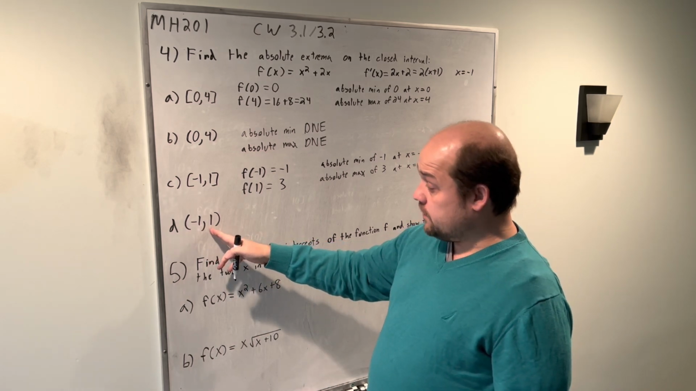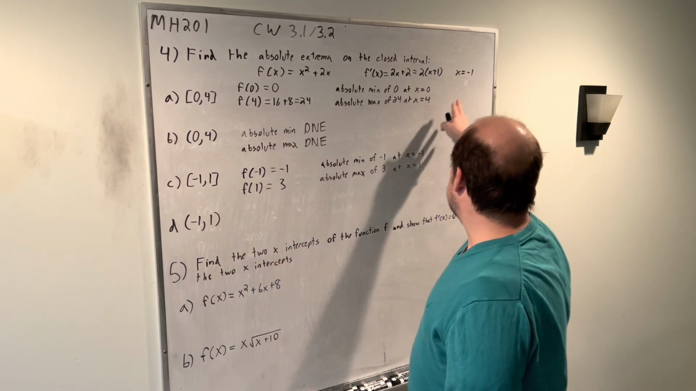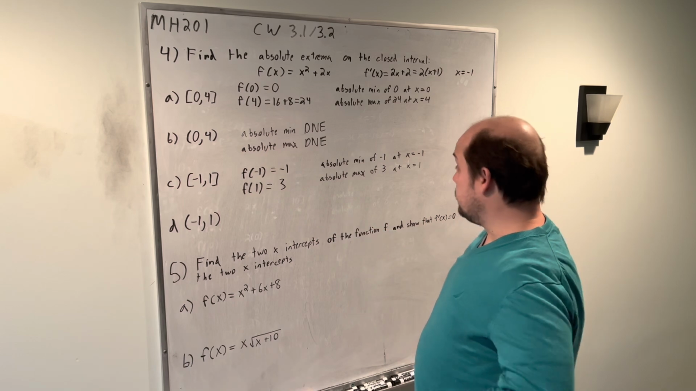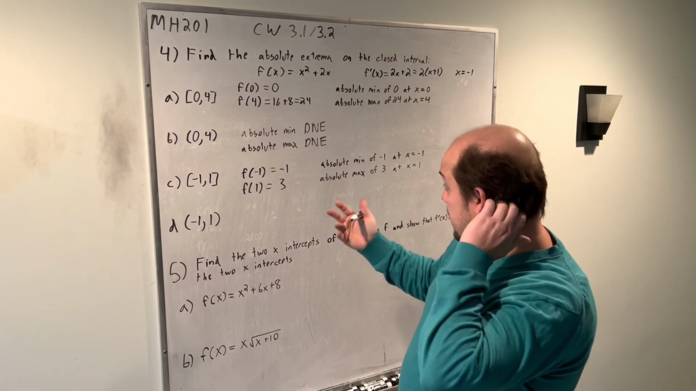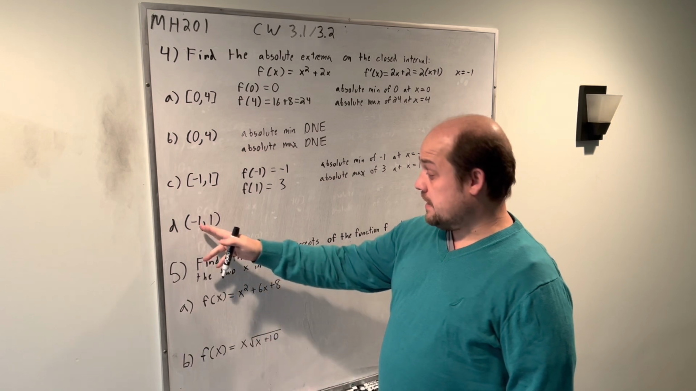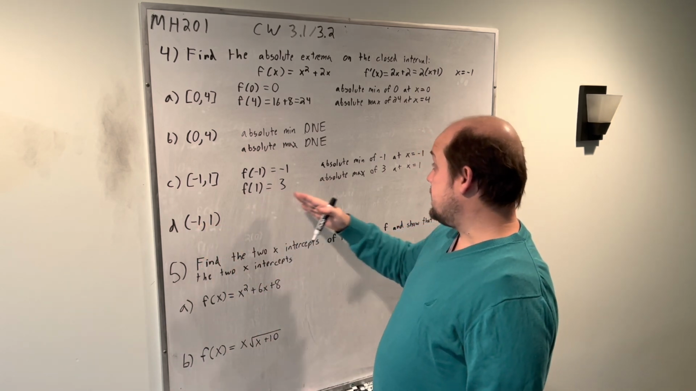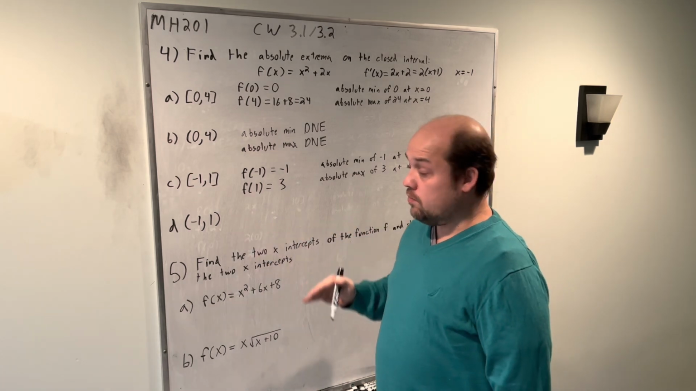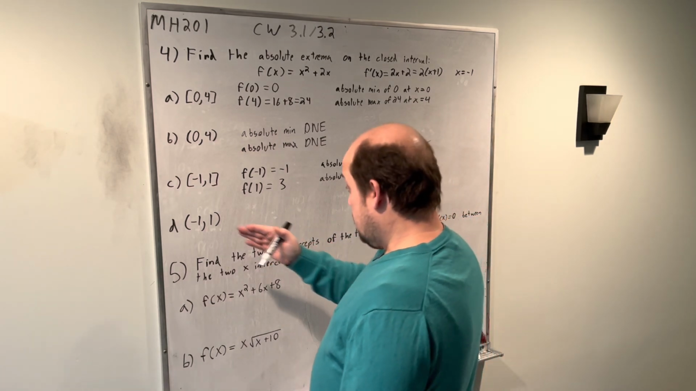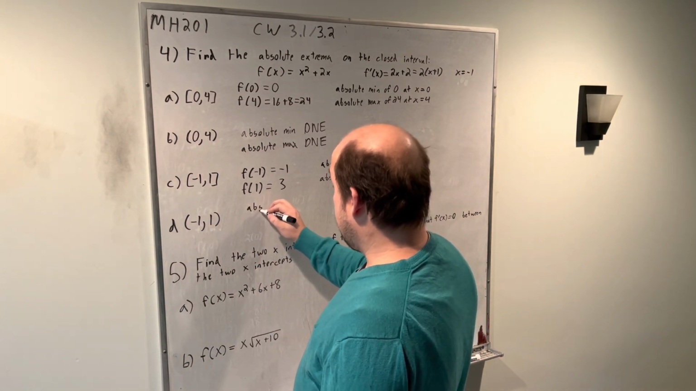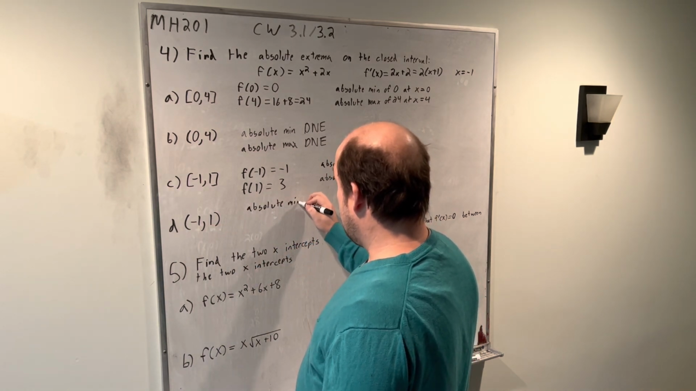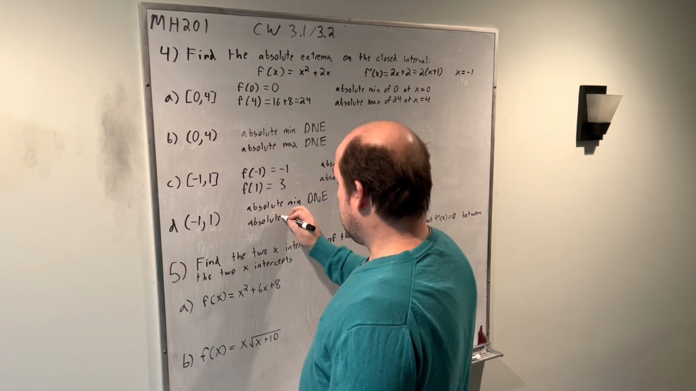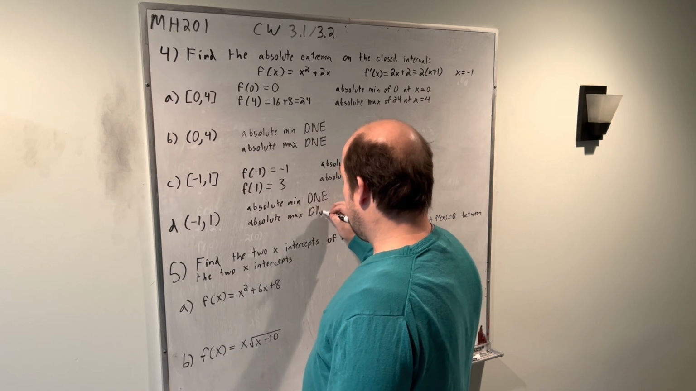If I'd said negative 2 to 1 instead, then this negative 1 is a critical value. I could look it up and find that when x equals negative 1, in this interval it would be an absolute min. So if this had said negative 2 to 1, I could say absolute min of negative 1 at x equals negative 1 while saying the absolute max does not exist. The way it's currently phrased just gives me absolute min DNE, absolute max DNE.